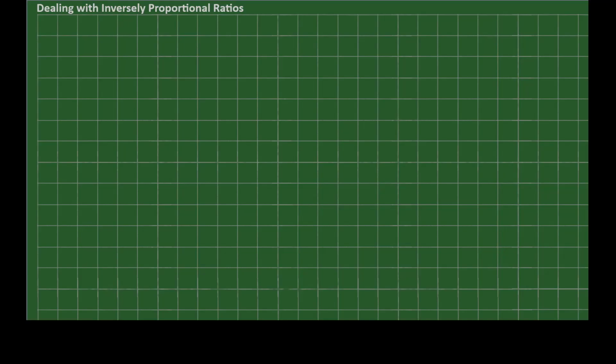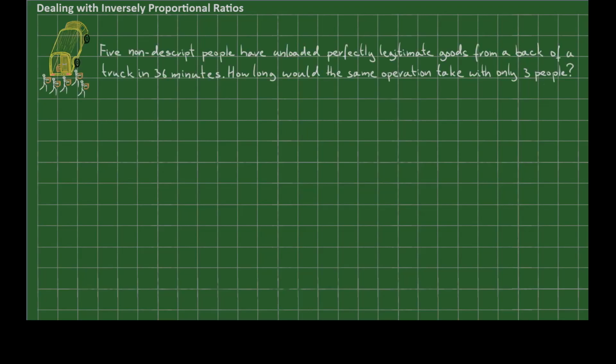Hello good people, I'm going to explore how we can deal with inversely proportional ratios. 5 people have unloaded perfectly legitimate goods from the back of a truck in 36 minutes. What are the goods, I hear you ask?